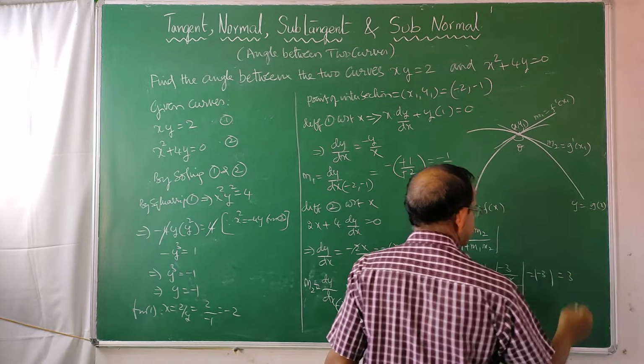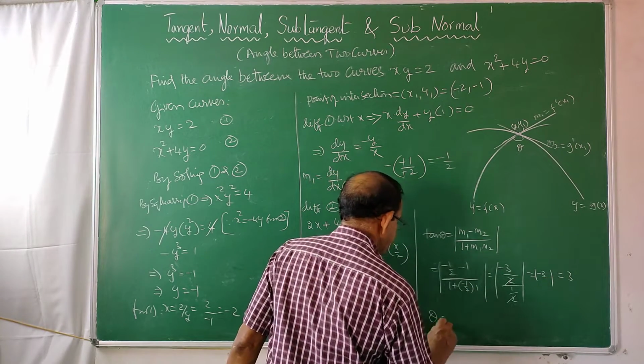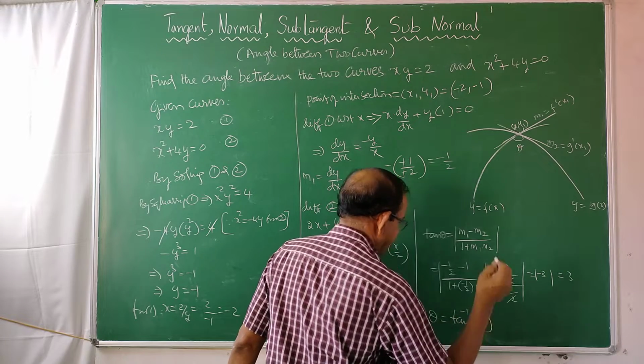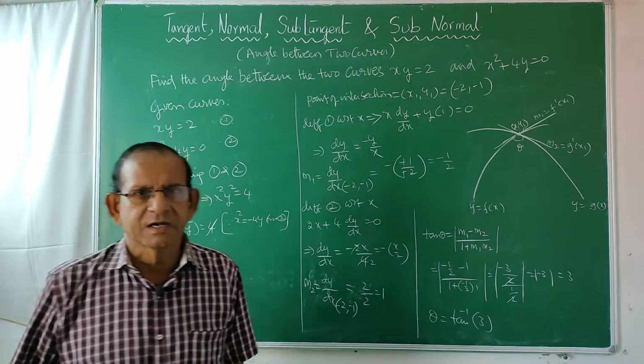Modulus of minus 3 is plus 3. So tan theta is 3. So theta is equal to tan inverse 3. So that is the angle between the two given curves.